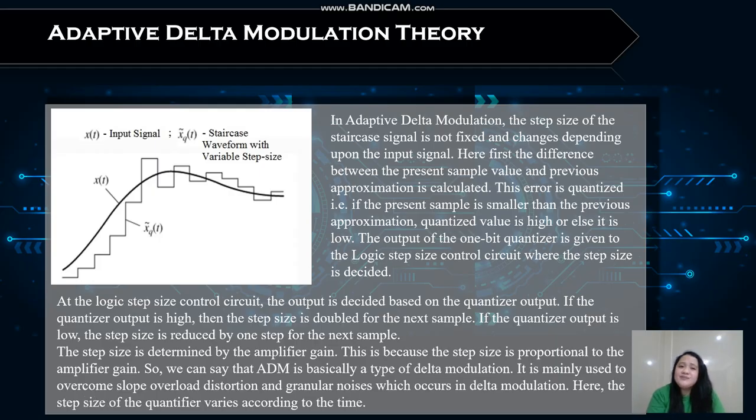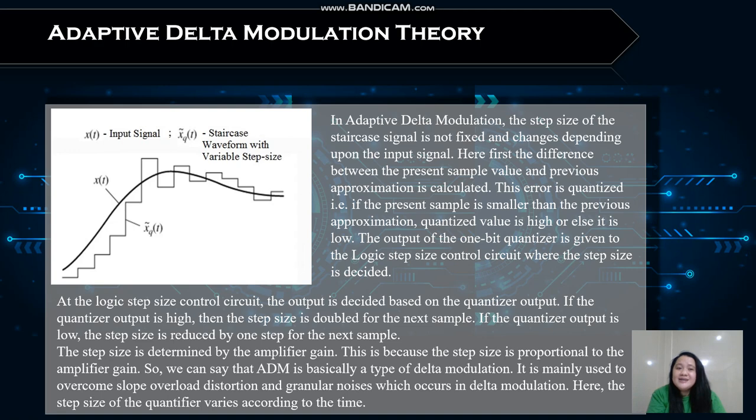So, what is the modulation theory? In adaptive delta modulation, the step size in the staircase signal is not fixed and changes depending upon the input signal. Here first, the difference between the present sample value and the previous approximation is calculated. This error is quantized. If the present sample is smaller than the previous approximation, the quantized value is high, or else it is low. The output of the 1-bit quantizer is given to the logic step size control circuit where the step size is decided.